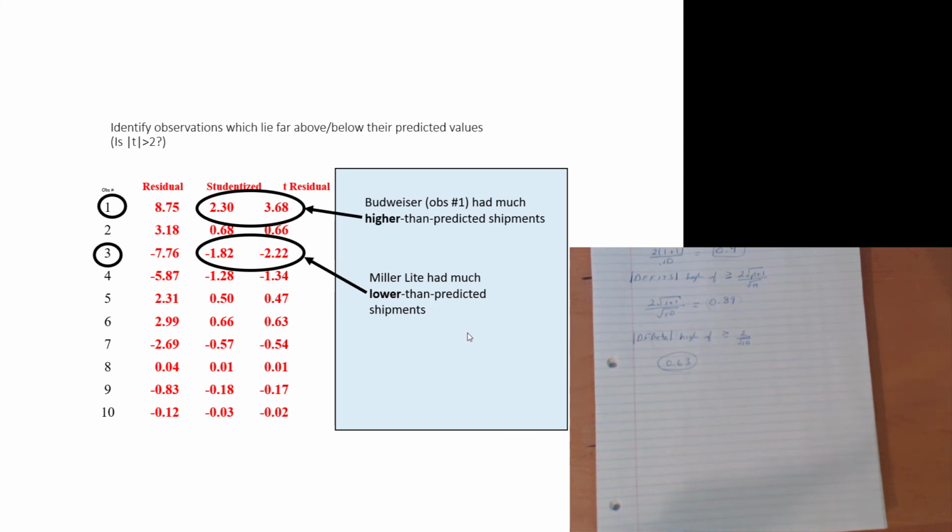Now, how do we know they're higher and lower? Look at those studentized residuals, because they're positive, right? You go look at observed minus predicted. We get a positive number. That means the observed was much larger than what we thought it would be, or what the predicted was. So positive number, higher than expected. And then we get a negative one. A negative value means what we observed was smaller than what we predicted. Y hat is what we predict, right? And so we get a negative number, and it means that in this case shipments were lower than expected.